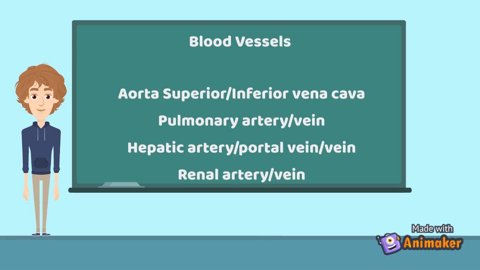The hepatic artery carries blood to the liver, and the hepatic vein connects blood from the liver with the inferior vena cava. However, there is something to note. The hepatic portal vein is a blood vessel that connects the intestines with the liver. It transports absorbed nutrients. Finally, the renal artery brings blood to the kidneys, and the renal vein connects blood from the kidneys to the inferior vena cava.